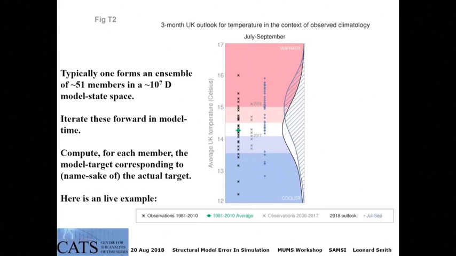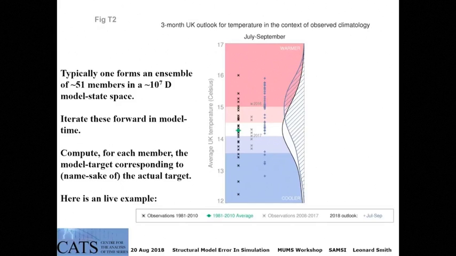We're going to do a Monte Carlo experiment in a 10 to the 7 dimensional space with 51 members, because that's all we can run before we have to call the BBC and tell them what the weather's going to be. Okay? So this is much smaller than this space. We move these forward in model land at model time. And for each member, we try to figure out what our target was. Our target here was a 3-month average temperature over the UK.